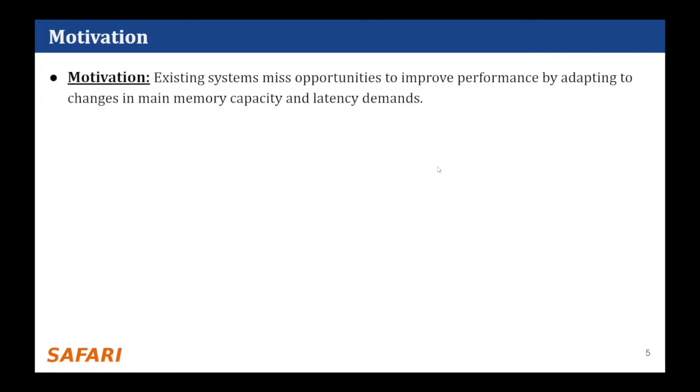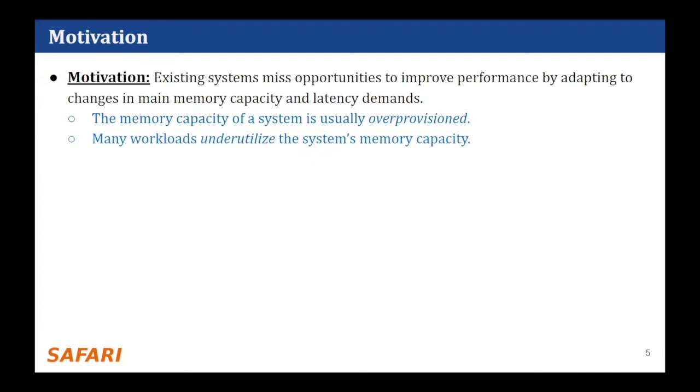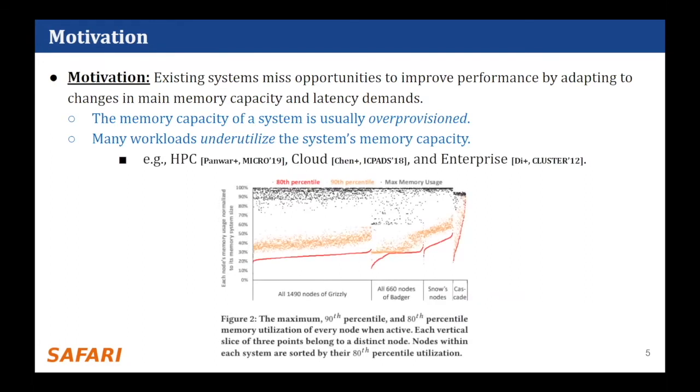So the motivation is that modern workloads have different main memory capacity and latency demands. Existing systems miss the opportunities to improve performance by adapting to the changes in the capacity and latency demands. The memory capacity of a system is usually over-provisioned, while many modern workloads tend to underutilize the system's memory capacity. Here, I will show some figures taken from these references. This figure 2 shows the memory utilization over a period of time of HPC workloads.